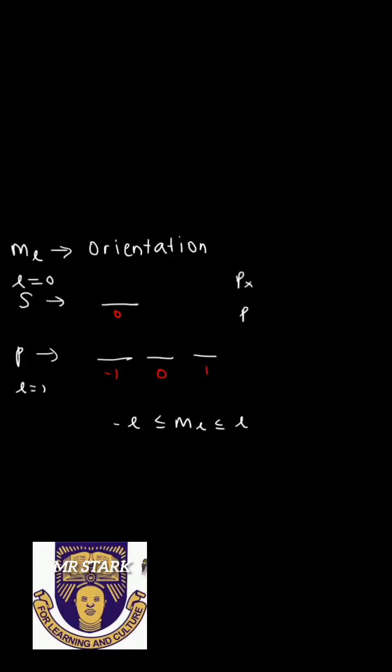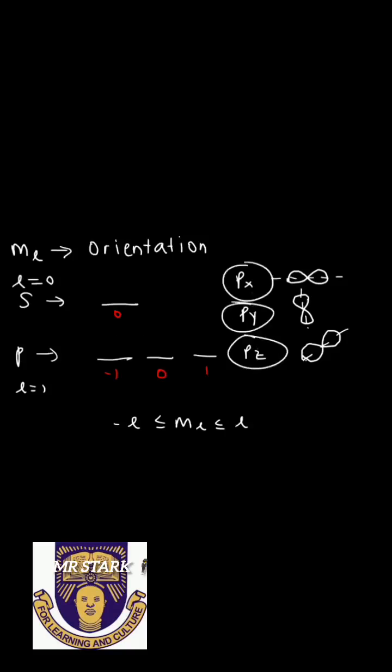You have px, py, and pz. px is basically along the x-axis. py is along the y-axis. And then you have pz, which is along the z-axis. And so these 3 orbitals within the p sublevel have different orientations. So one of these numbers corresponds to px, one of them corresponds to py, and the last one corresponds to pz. It doesn't have to be in that order, but each orbital corresponds to one of these designations.